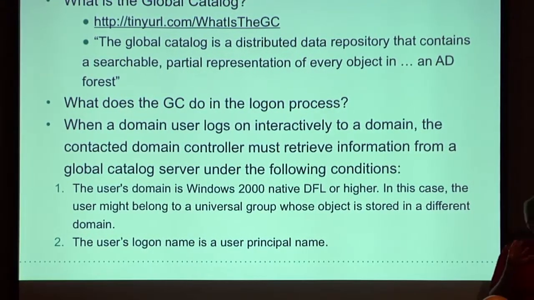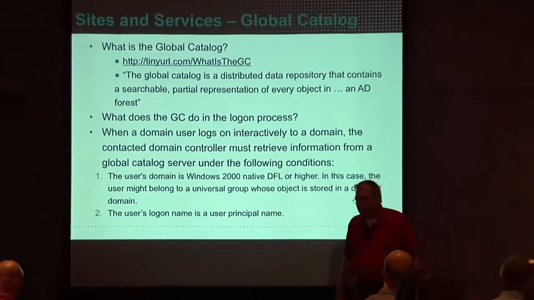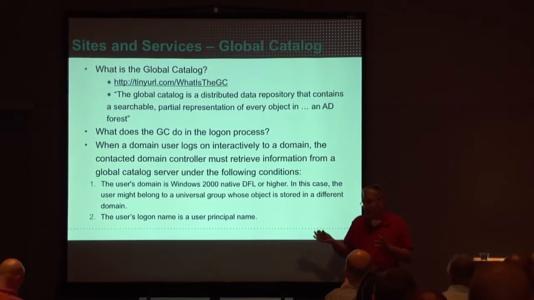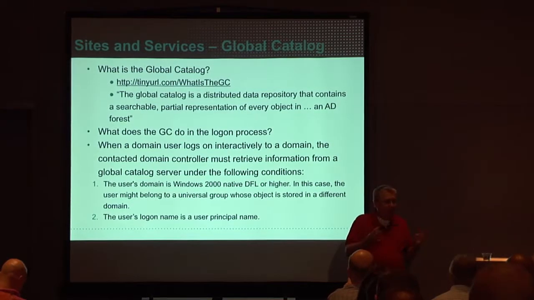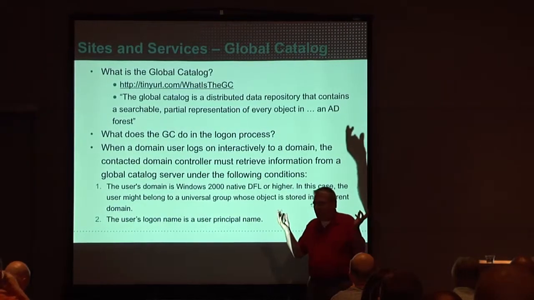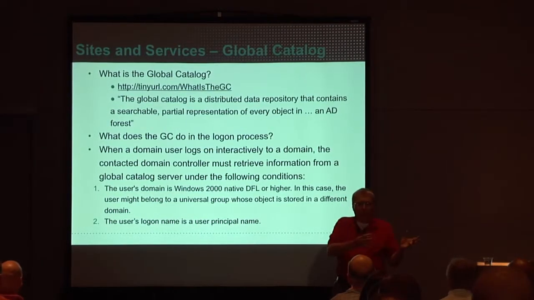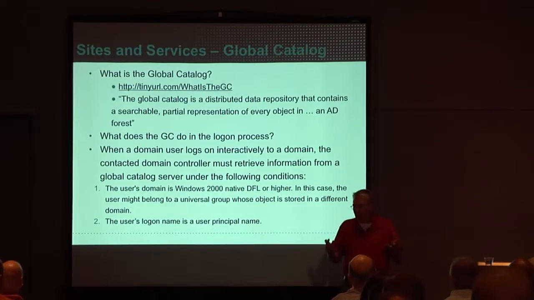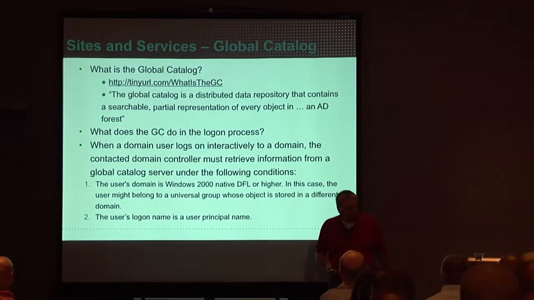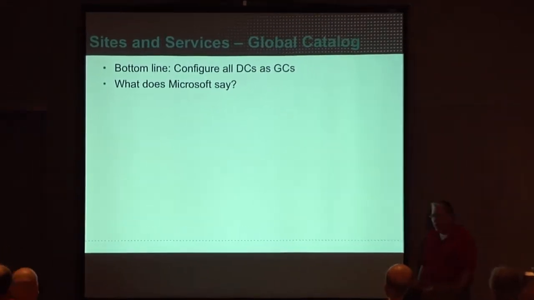A UPN is if my domain is amalgamatedcorporated.incorporated.com. I don't want my users having to type that in all the time. So I can shorten that to corp or ACI. If I use something like ACI and I log in as Webster at ACI.com, ACI has absolutely nothing to do with my Active Directory environment. So it has to go to a global catalog server to retrieve the actual domain that it's supposed to use to validate my credentials. So Webster's rule, bottom line, configure all domain controllers as global catalog servers.